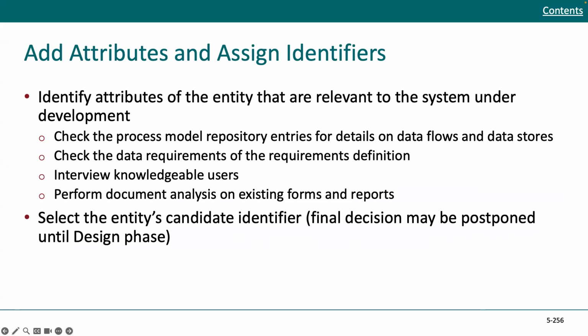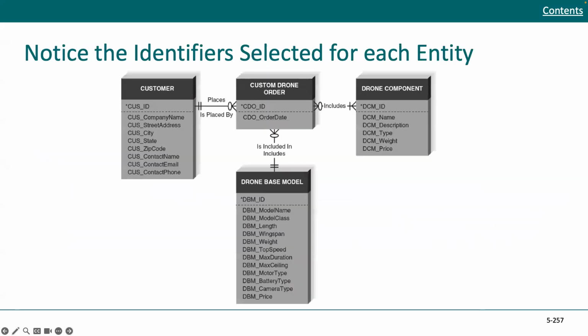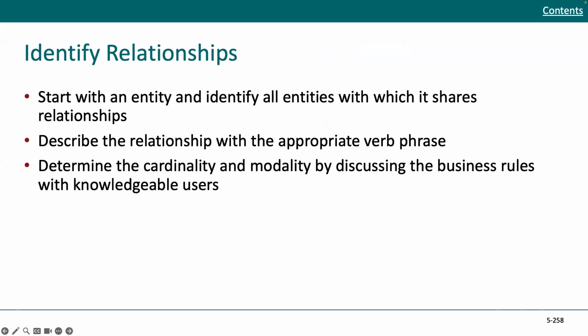Then we can select the entity's candidate identifier, but the final decision may be postponed until later, say like during the design phase, which could be quite logical to do it there. So you can notice the identifier selected for each entity. And so here's just another partial ERD that we can be thinking about. And we've seen some of this information before when we were discussing this earlier, things that were related to that.